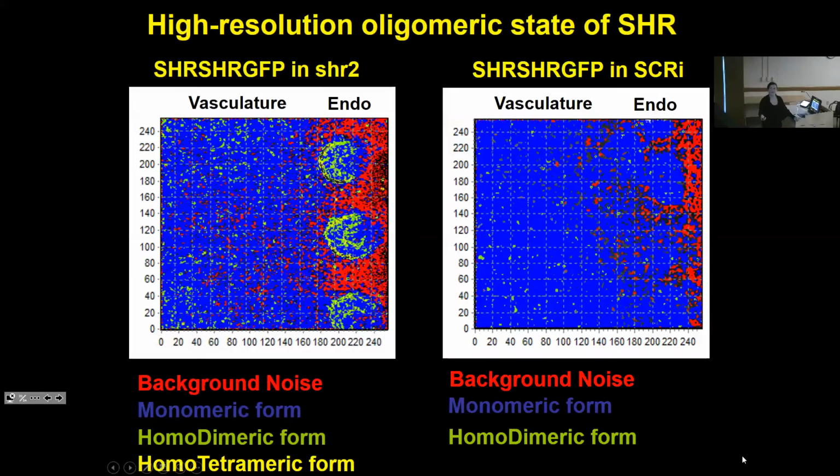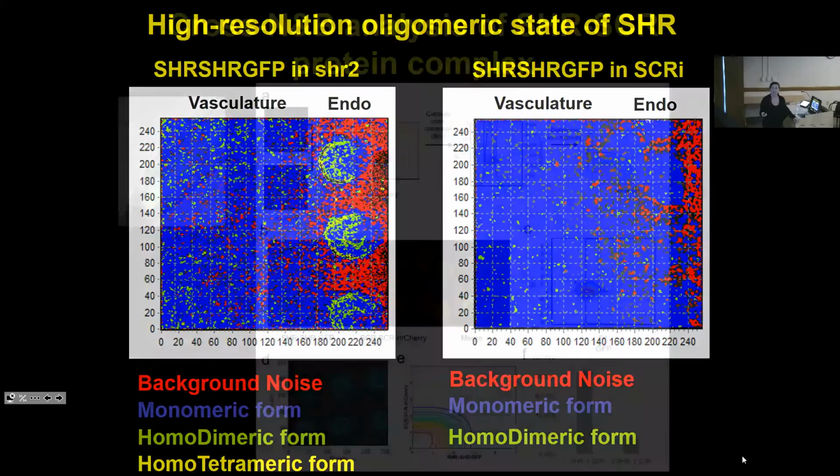And so what we are looking at here is more or less the same orientation. You can clearly see that in the nuclei of the endodermis, where now SCARECROW is no longer there, SHORT-ROOT is just a monomer. And so that tells us that SCARECROW is practically a bridge bringing together two SHORT-ROOT proteins.